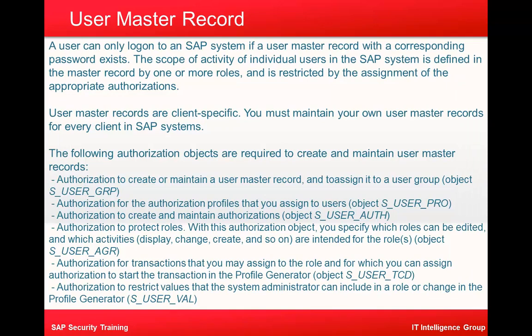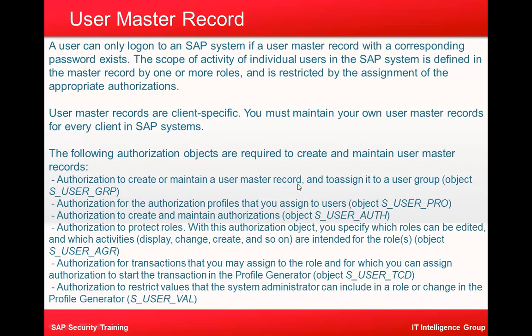A user can only log on to an SAP system if a user master record with a corresponding password exists. The scope of activity of individual users in the SAP system is defined in a user master record by one or more roles and is restricted by the assignment of the appropriate authorization. User master records are client specific. You must maintain your own user master record for each and every client in the SAP system.